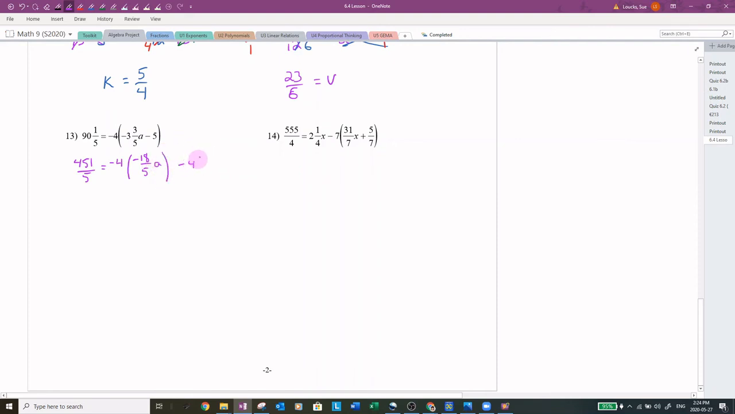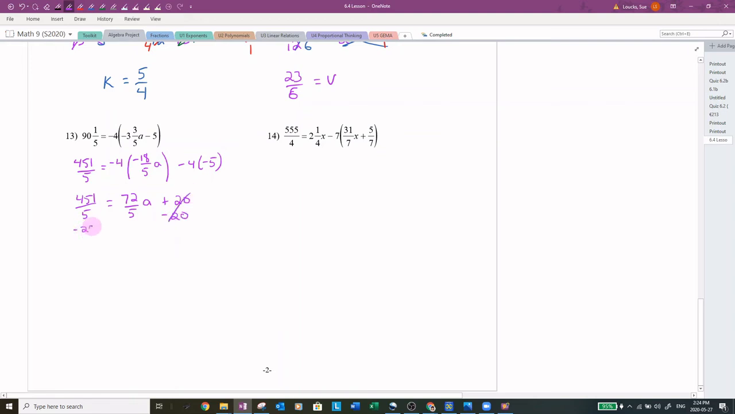And I have negative 4 times negative 5. So this is 451 over 5 equals 4 times 18 is 72 over 5a, and it's going to be positive because it's negative 4 times negative 18, and then plus 20. There are a bunch of ways that you can do it from here. I'm going to subtract 20 from both sides.